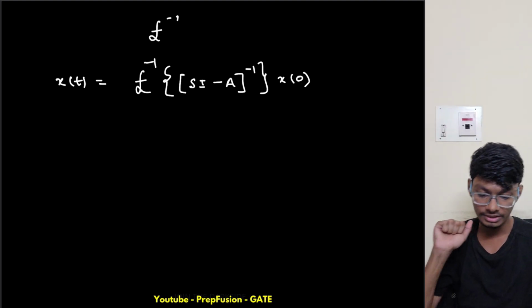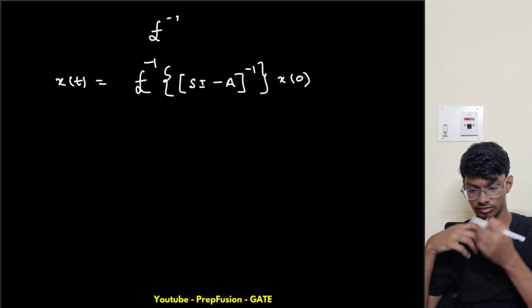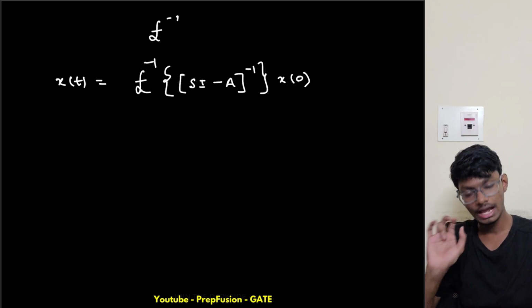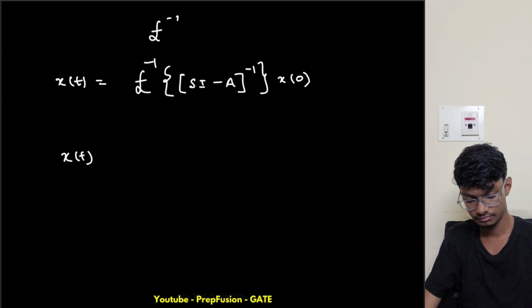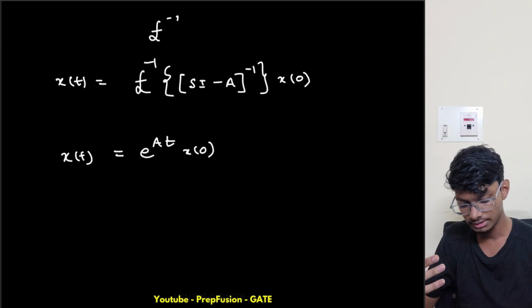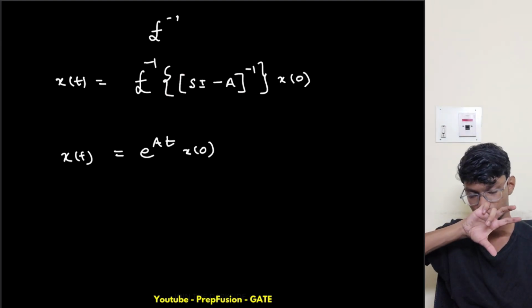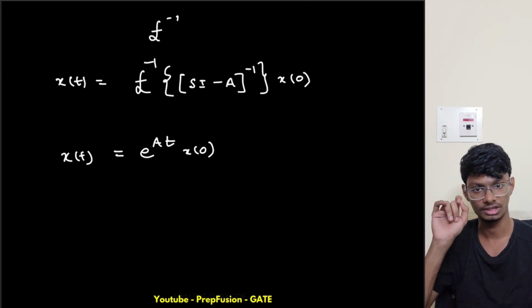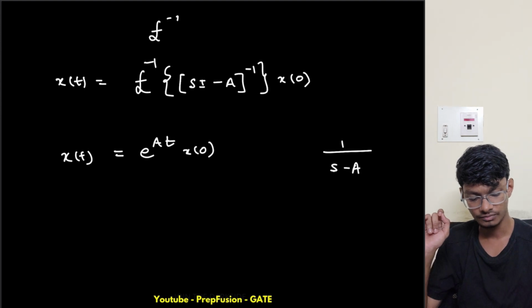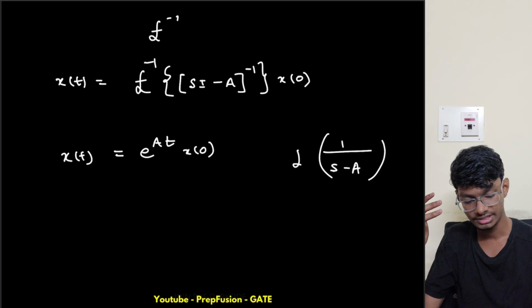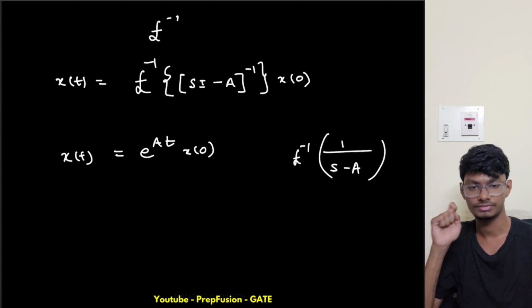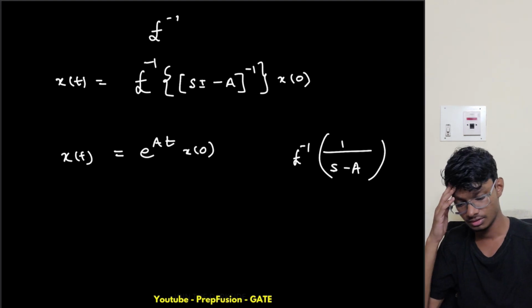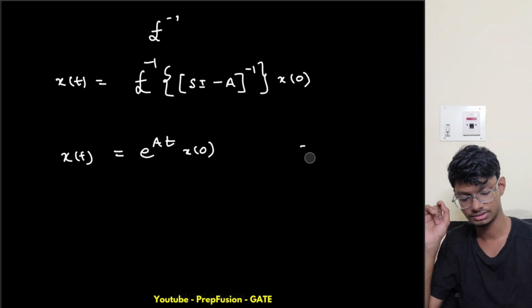What will be the Laplace inverse of this? It may be a bit confusing, but the Laplace inverse of this x of t will become e raised to power At into x of 0. Why? You can relate it to the normal number format, a 1 cross 1 matrix with single elements, where (sI minus A) inverse becomes 1 over s minus a. The Laplace inverse of 1 over s plus a is e raised to power minus at. For s minus a, it will be e raised to power plus at. So from there you can relate how this comes up.